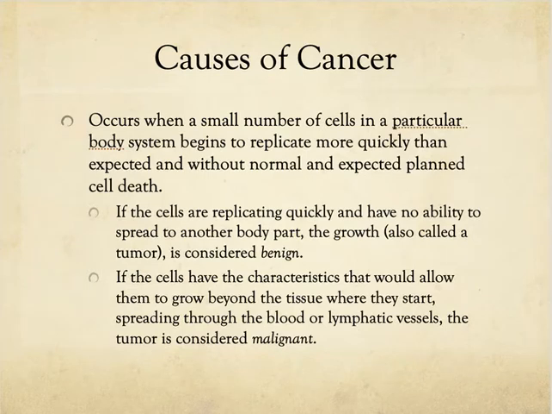Cancer occurs when a small number of cells in a particular body system begins to replicate more quickly than expected without normal and expected planned cell death. All cells in the body replicate themselves, and all cells in the body should undergo planned cell death, but when genetic changes occur, cells may begin to grow out of control. When the cells replicate quickly and have no ability to spread to another part of the body, the growth, known as a tumor, is considered benign. But if the cells have the characteristics that would allow them to grow beyond the tissue where they start, spreading through the blood or the lymphatic vessels, the tumor is considered malignant.